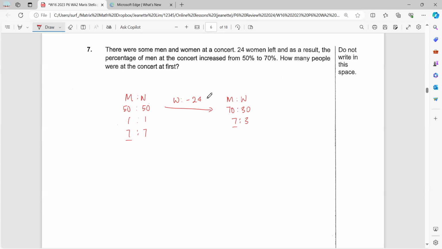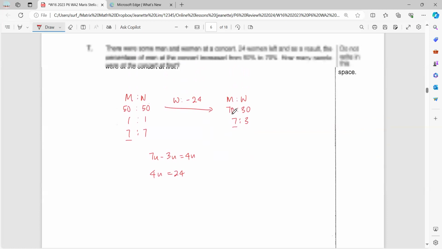How many units is 24? So 24 is the decrease in women. Women decreased from 7 units to 3 units, which means that there is a decrease of 4 units, and this 4 units is 24. Next, we find 1 unit.